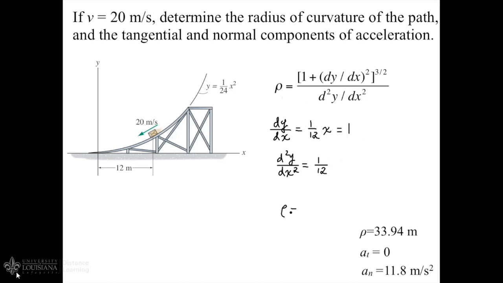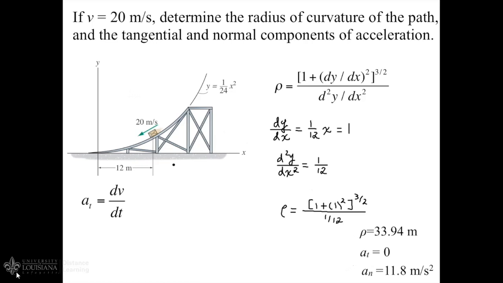Rho is equal to, and here we have on top 1 plus 1 squared, all of this raised to the 3/2 power, of course, and then we divide it by 1/12, and if you work all this out, you get the result. It's 33.94 meters. In other words, the radius of curvature of the small ds curve that's made right here. It's going up here to a center of curvature. Now that I know it, I can find my two components of acceleration.